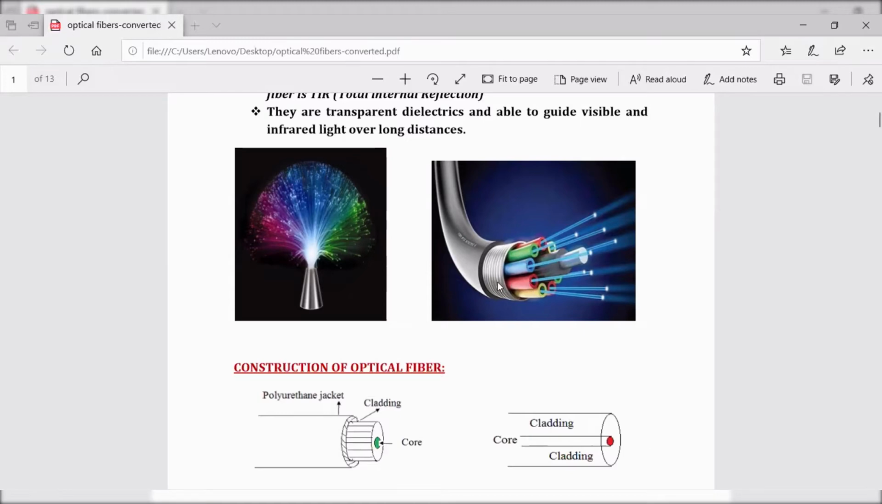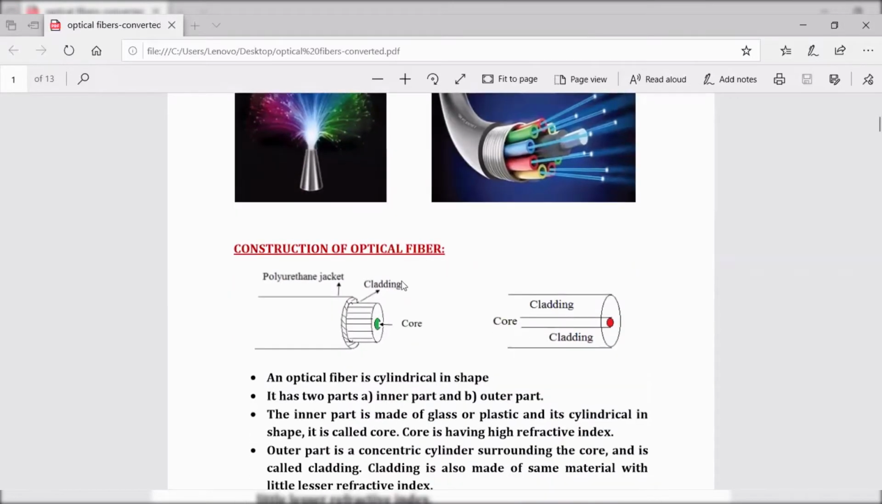Let us know about the construction of the optical fiber. An optical fiber is made of mainly two parts. One is the inner cylindrical layer called the core, made of either plastic or glass. Its refractive index is always n1.